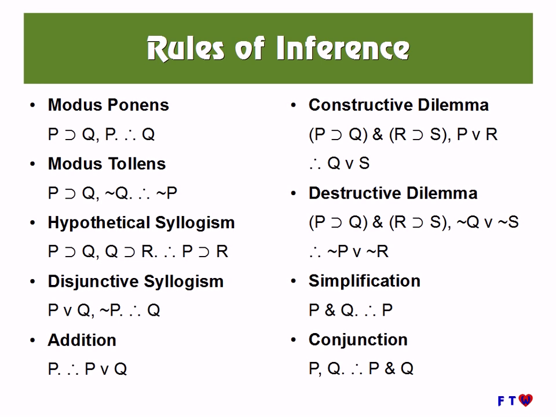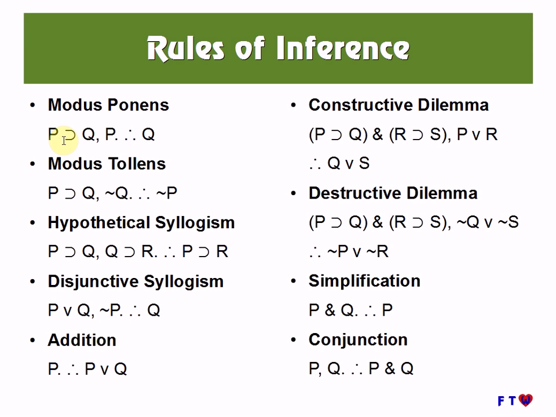Okay, let's look at the rules of inference here. We see various letters in the rules of inference. These letters are placeholders for propositions. So we have P, Q, R, and S. We can replace these with propositions and have longer propositions.